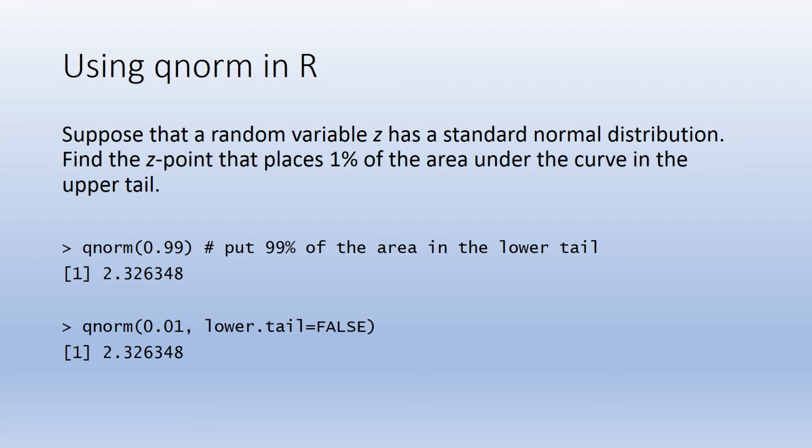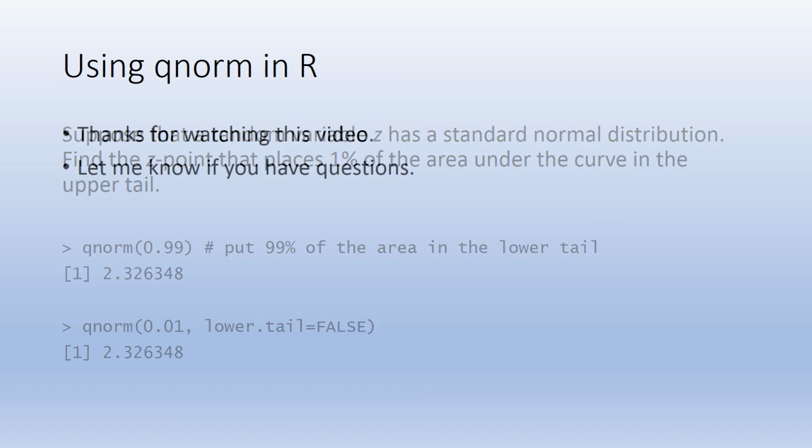So here are 2 solutions. First, I use the default lower.tail equals TRUE and use qnorm of 0.99. This puts 99% in the lower tail, so it also puts 1% in the upper tail. The second solution changes the argument to lower.tail equals FALSE to find the upper tail's z-value.